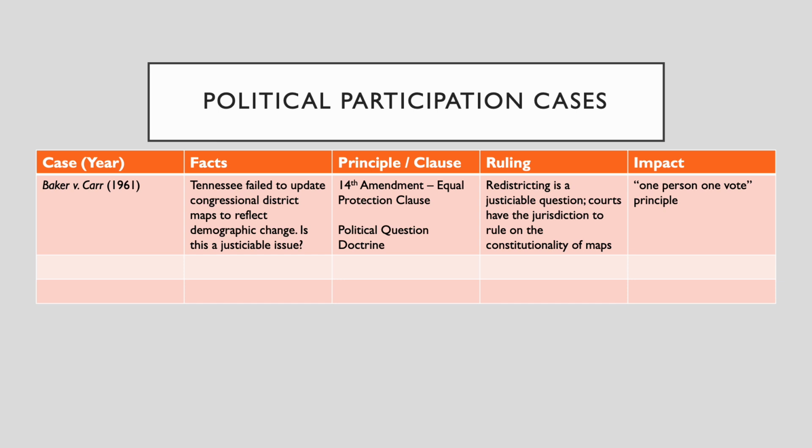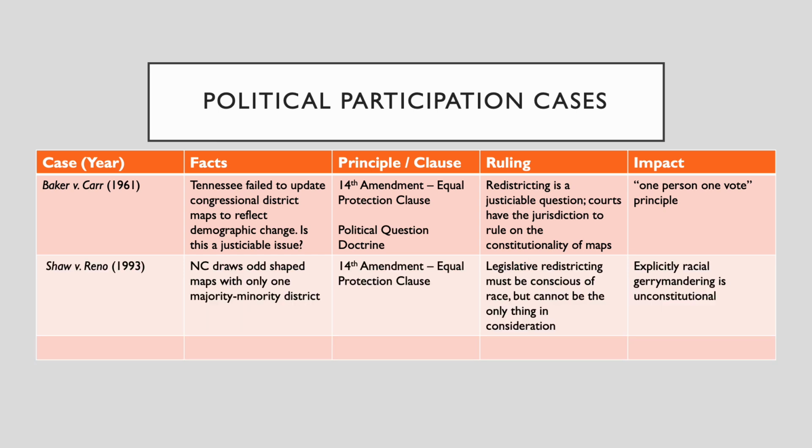And the courts have generally ruled that they're not supposed to make rulings on political questions, right? Like questions that should be decided by legislatures or the president. They should only be settling legal questions. And the court did rule that redistricting is a justiciable question. That means that the courts have the jurisdiction to rule on the constitutionality of maps because of the 14th Amendment's Equal Protection Clause, that if the maps are drawn unfairly, that's violating people's equal protection of the law. And this establishes the principle that every person's vote should be more or less as equal as possible, right?